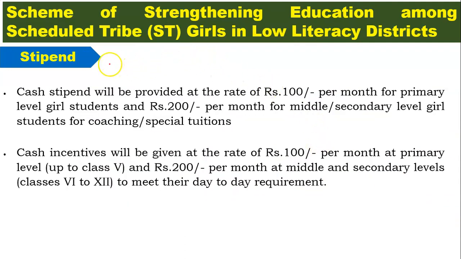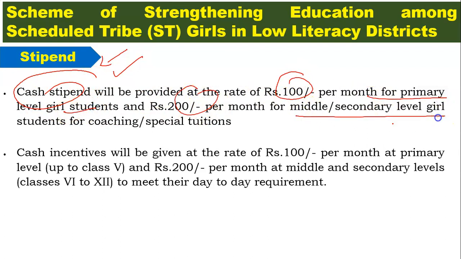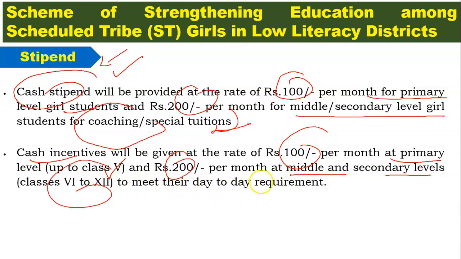Now, in this scheme, a stipend is given by the government. The government is giving a cash stipend of rupees 100 per month for primary level girls and 200 per month for middle and secondary level girls for coaching and special tuitions. They are also giving cash incentives of 100 per month at primary level, which means up to class 5, and 200 per month at middle and secondary level, the classes between 6 to 8, to meet their day-to-day requirements. So these are the two components in which the government is giving a stipend to these tribal girls.